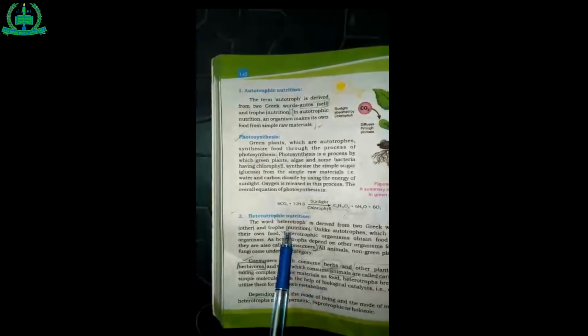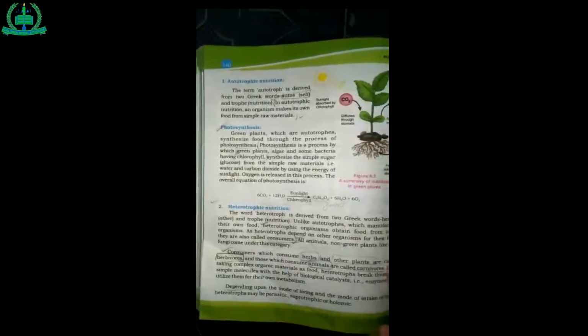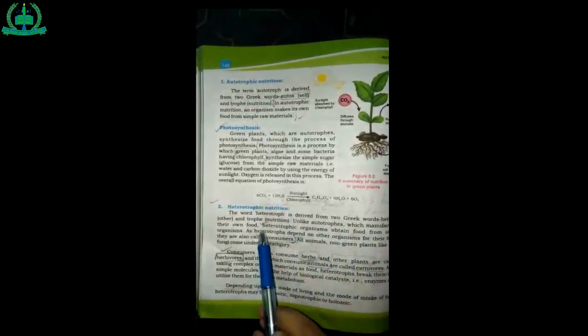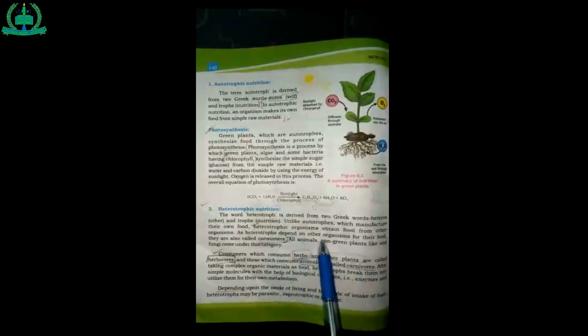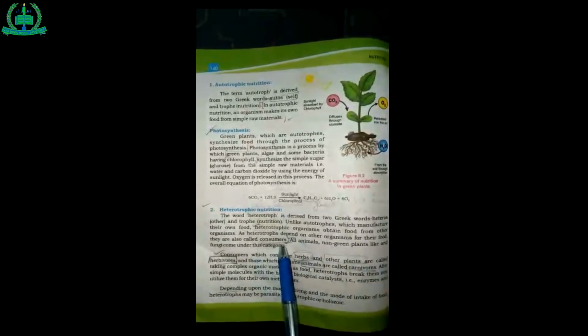Page number 140, in which we are going to discuss heterotrophic nutrition. And what is heterotrophic nutrition? You all know it is the process in which the organism takes help from other organisms in order to obtain food. ठीक है जी, इसमें क्या लिखा हुआ है? Unlike autotrophs which manufacture their own food, heterotrophic organisms obtain food from other organisms. As heterotrophs depend on other organisms for their food, they are also called consumers.